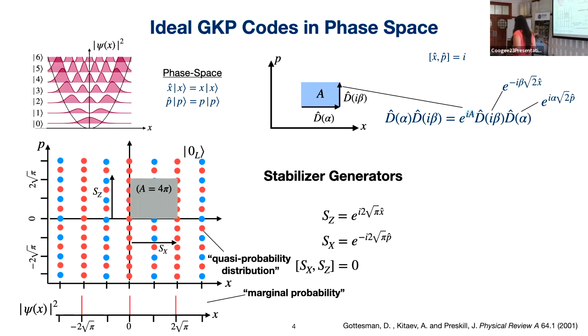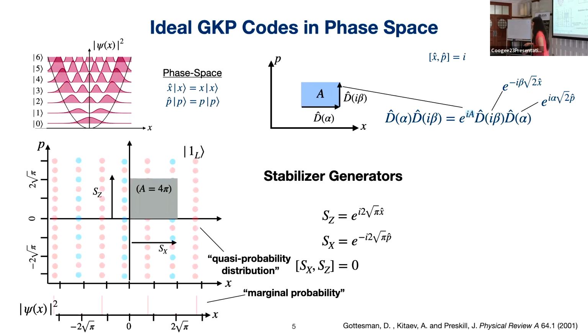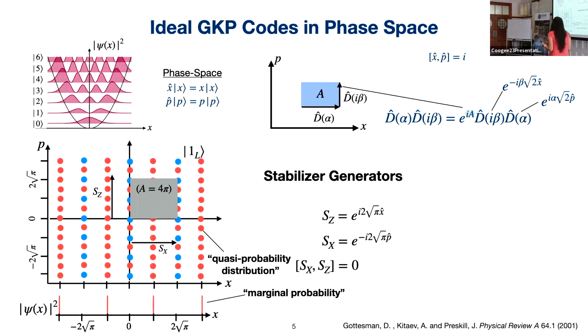Now that I've defined my stabilizers, I'm going to define my logical operators. For that, we'll first look at what the one logical states are. It's essentially the same pattern, but displaced by root pi. So that defines your x logical operator. And in order to think about your z logical operator, you can think of this as an operator which has 0 and 1 logical as its plus 1 and minus 1 eigenstates.